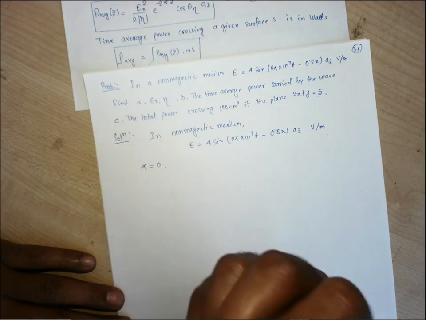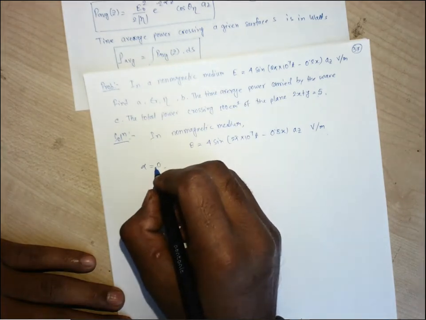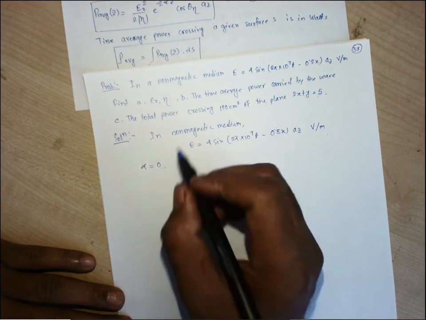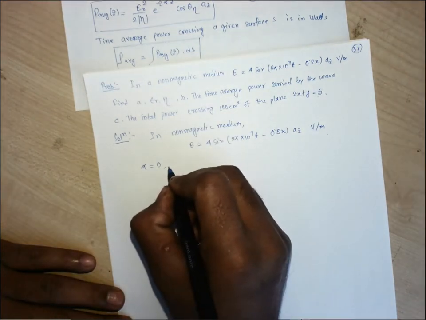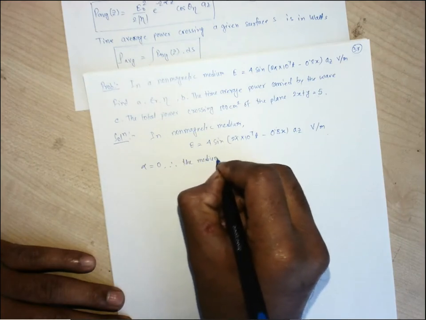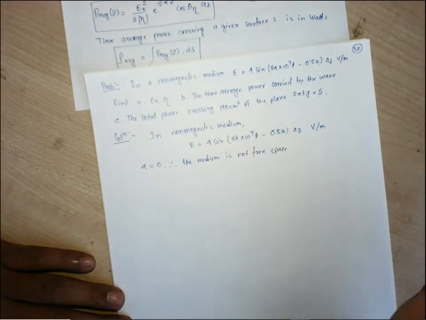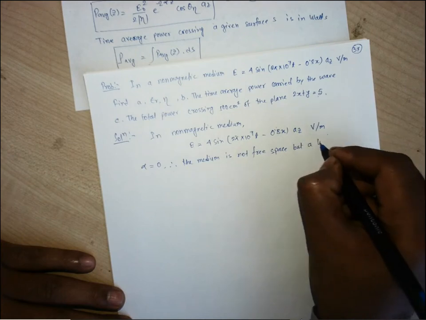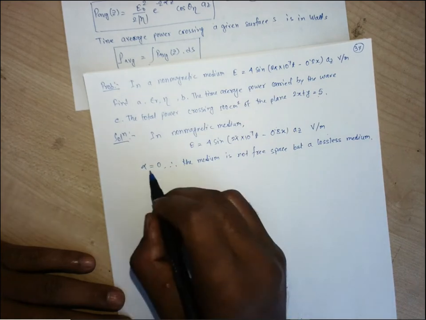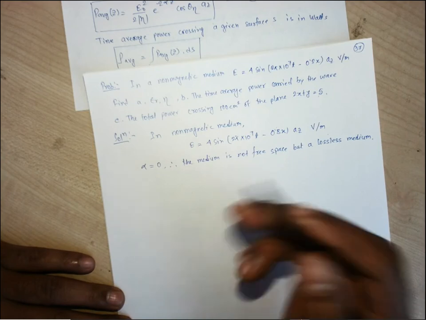Alpha is 0, right? So we can say the medium is not at all a free space, but it is a lossless medium, right? Because it is a non-magnetic medium. Therefore, the medium is not free space, but a lossless medium. Why lossless? Because alpha is 0. How have we taken alpha as 0? Because e to the minus alpha z is absent, right?